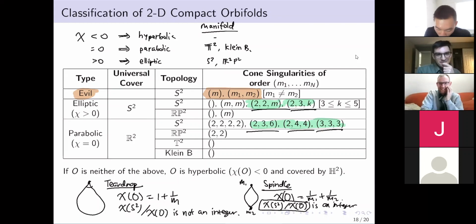Exactly. So you want to make sure that the Euler characteristic is either 0. When it's 0, you're just going to get the parabolic ones. But if it's elliptic, you want to make sure that it's of the form 2 over something, and this something has to be an integer, no matter what.